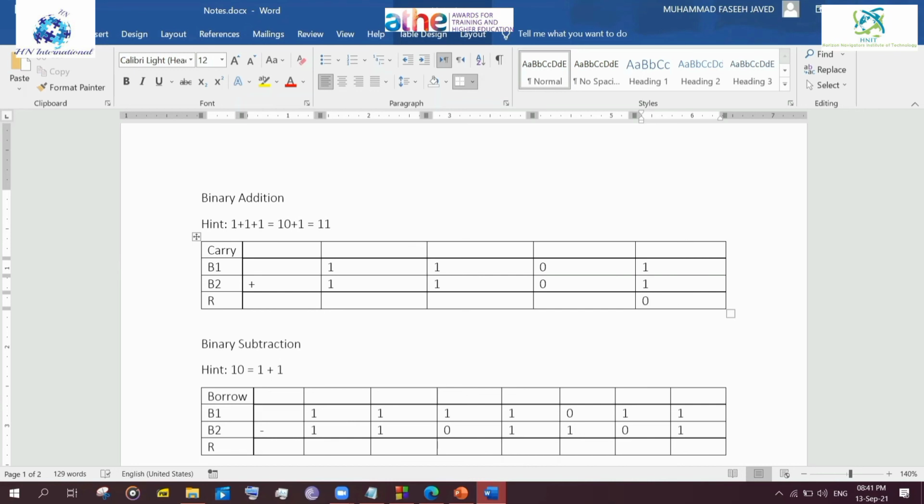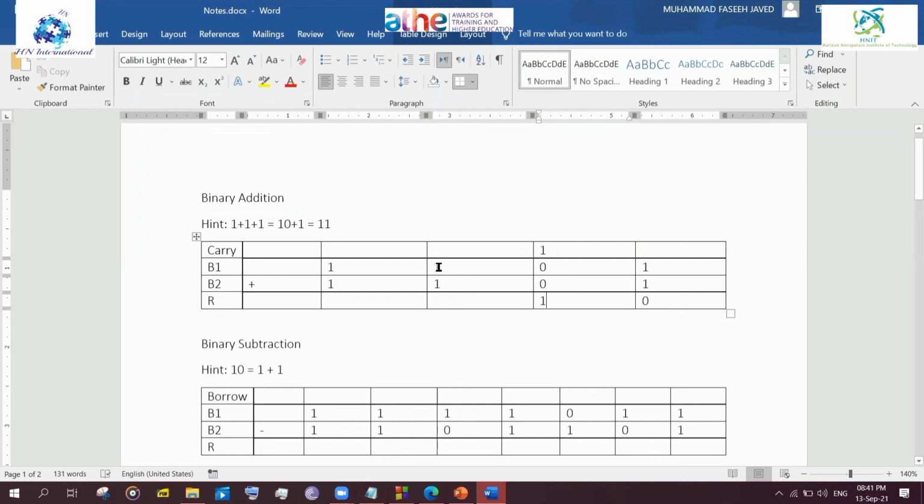In decimal addition, what we do is carry the number. In binary, we do the same. 1 plus 1 is 10, so 1 gets carried here. See that I have left this carry column to make you understand. So here we have 0 0, so this 1 plus 0 plus 0 is what? 1.